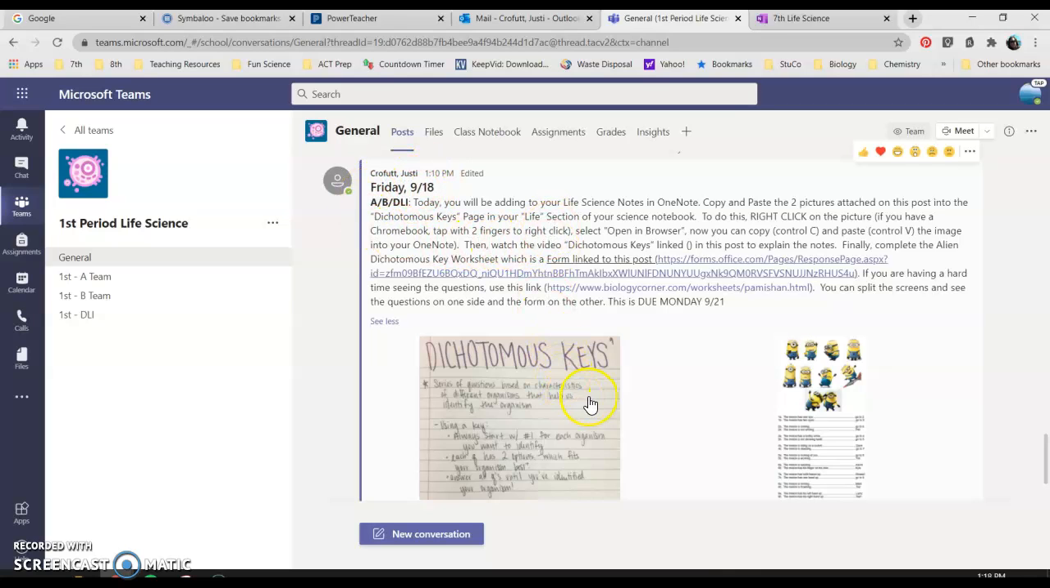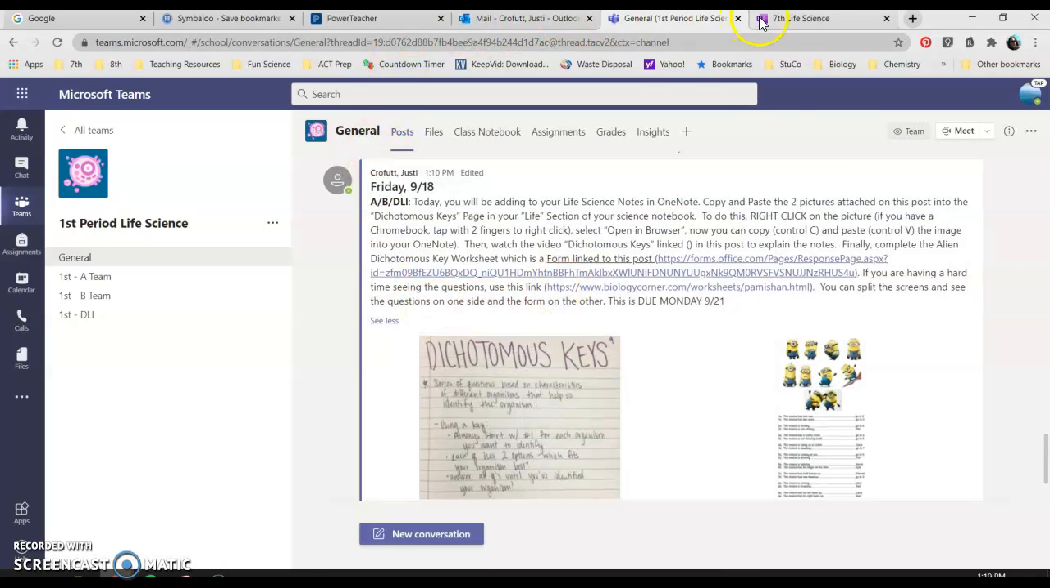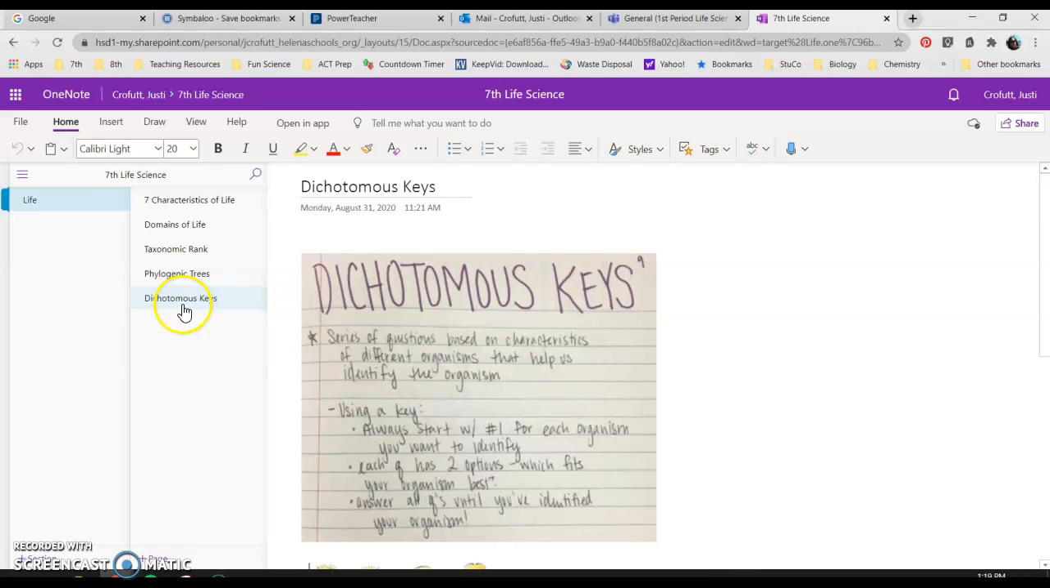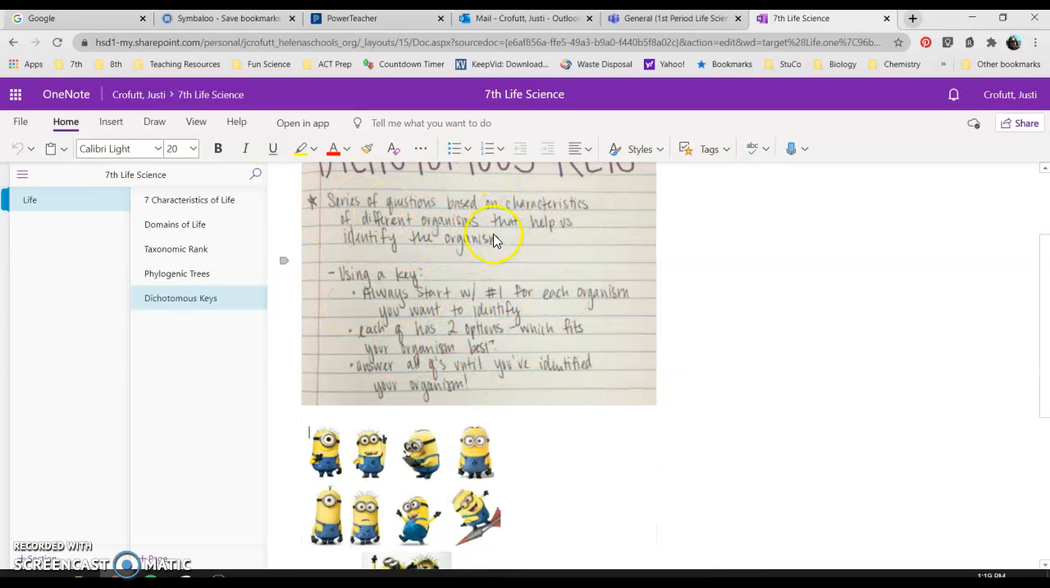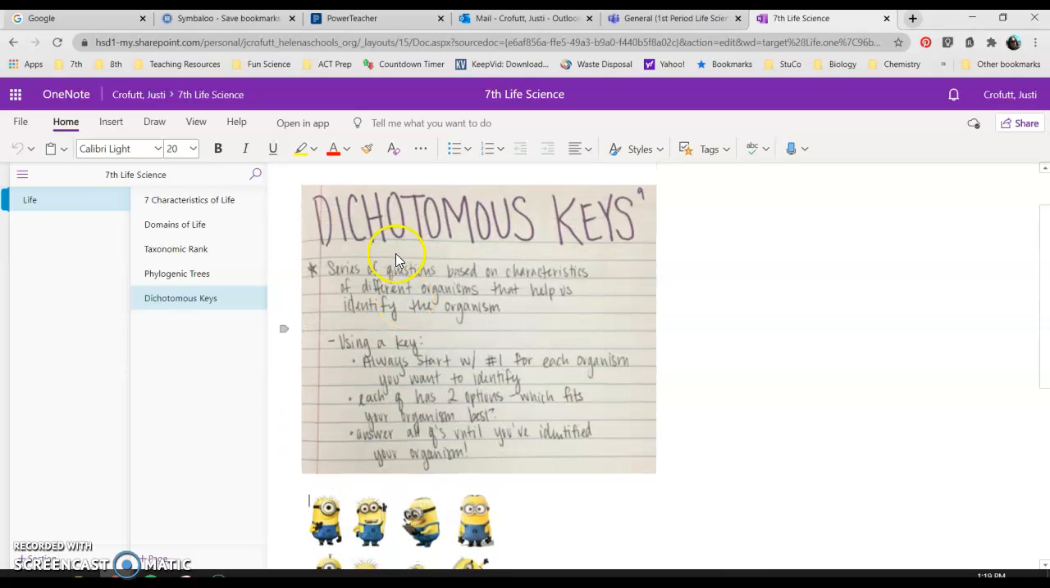Today you guys will be doing the last little parts of your notes on taxonomy and life. So you have 2 pictures to upload into your notes. This is the last page that you guys made, so it should look something like this. Under the life unit and then the Dichotomous Keys page, you guys should have added this dichotomous key.